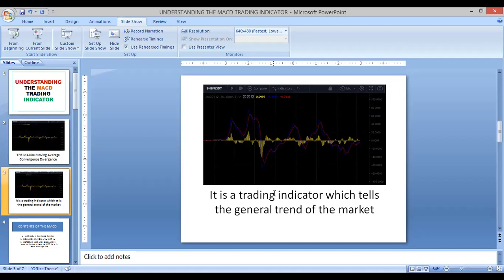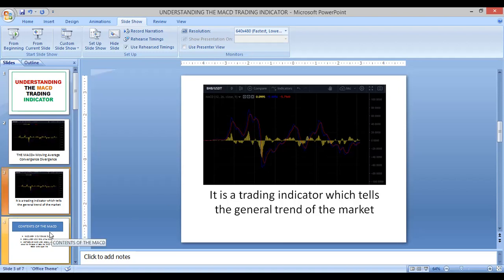So what the MACD does is that it tells you the particular party who is in charge. Is the market bullish? Are the bulls in charge? Is the market bearish? Are the bears in charge? Or is the market just ranging, like there is an indecision in the market? That's what the MACD does. It is a momentum indicator, and it tells you the general trend of the market.